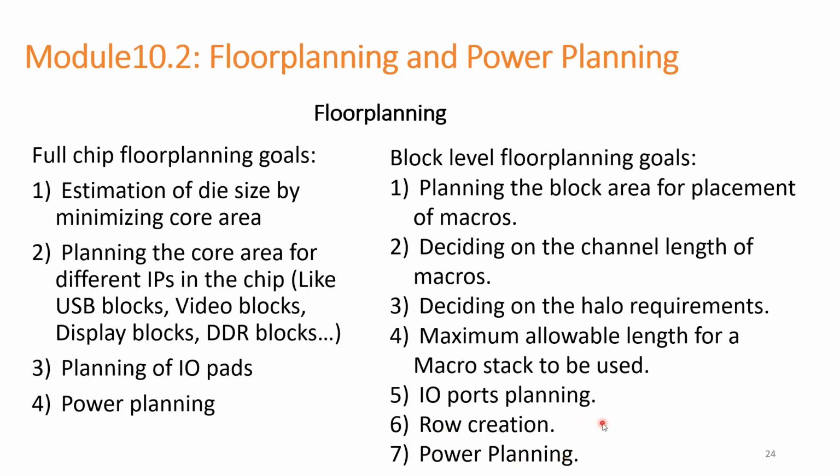In power planning, the top level power mesh will be created in the top layers, M6 and above. Let's say your design has 12 metal layers and you want to create power planning. M6 and above layers can be used for creating the power planning, because these top layers have less resistance, so we can use these layers for PG mesh creation.